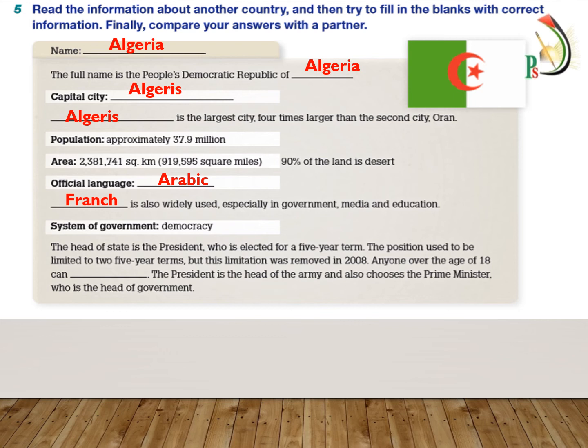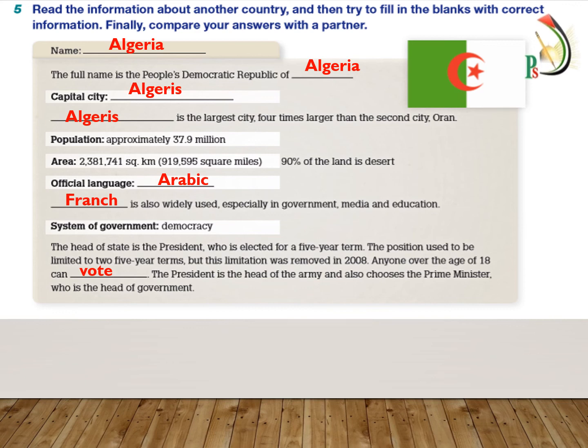System of government, democracy. The head of state is the president who is elected for a 5-year term. The position used to be limited to two 5-year terms, but this limitation was removed in 2008. Anyone over the age of 18 can vote. The president is the head of the army and also chooses the prime minister who is the head of government. Now, my lovely students, check your answers and correct the mistakes.